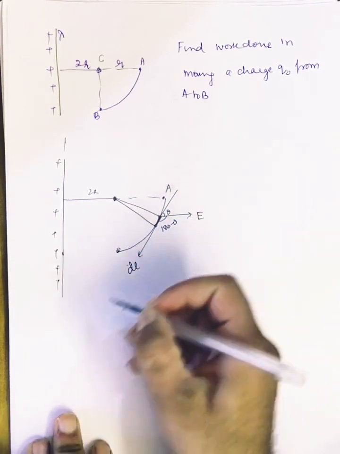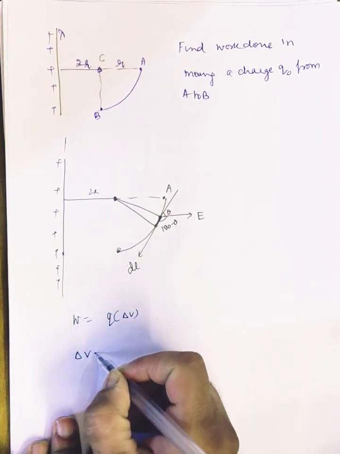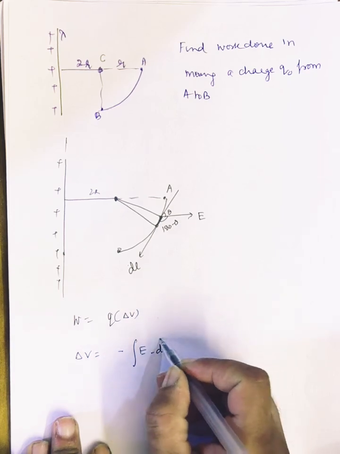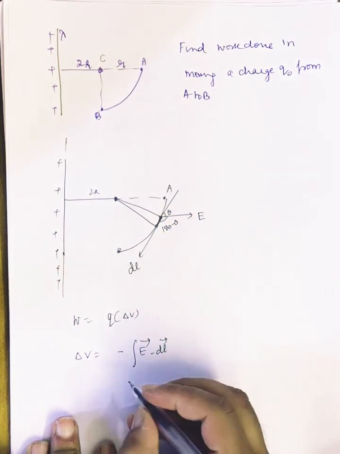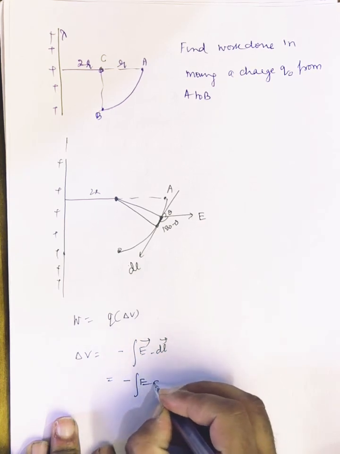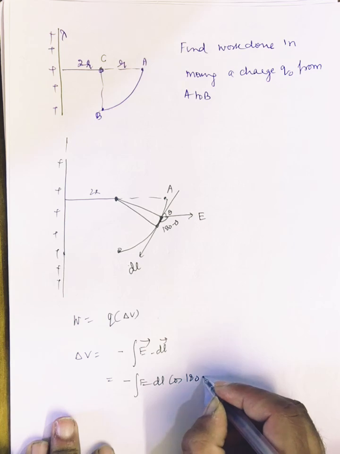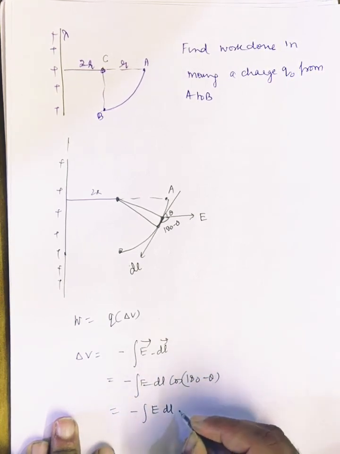Now why am I doing so? Because work done is charge into potential difference, and potential difference I want to find out will be minus the integral of E dot dl, where dl is the path we are taking and E is the electric field. That's what I'm finding out. If I solve it, I'll get E dl cos of the angle between the two, that is 180 minus theta, or I can write minus E dl cos theta.